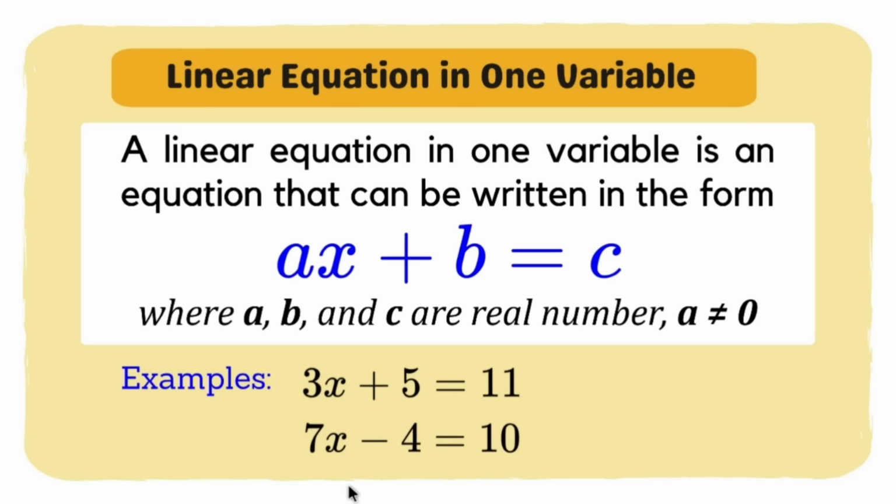Ano pa? We also have here 7x minus 4 is equal to 10. So the only variable here is also x. We have the a, which is 7, b, which is negative 4, and then c, which is 10. So not necessarily exactly ganito yung itsura niya. Hindi porket plus ito is hindi na natin i-consider yung minus na examples natin. No. Actually, we can also have this example.